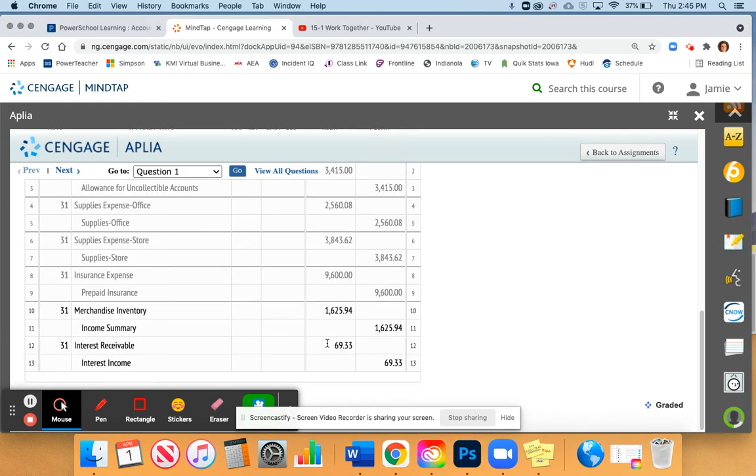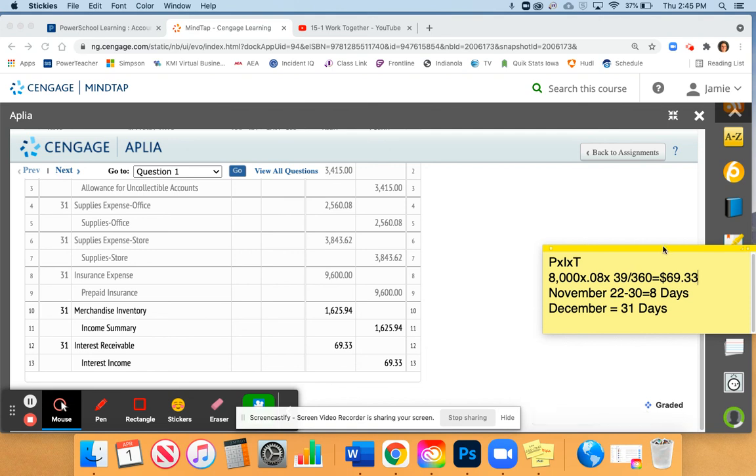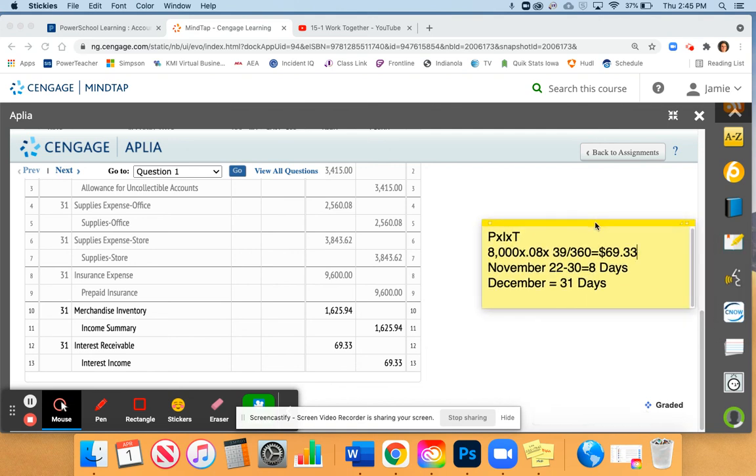In our general journal, we're going to debit interest receivable and credit interest income for that $69.33 that we calculated by taking the notes receivable times the percent times the amount of days that have passed since we signed that note. And that is section 15-2.